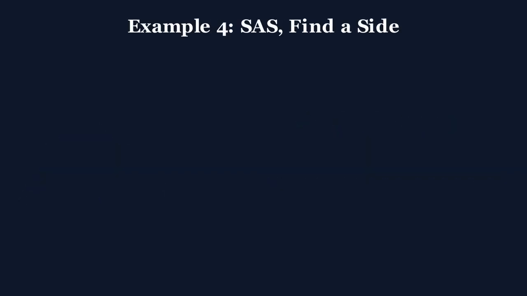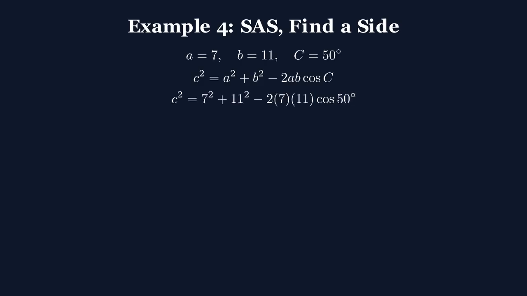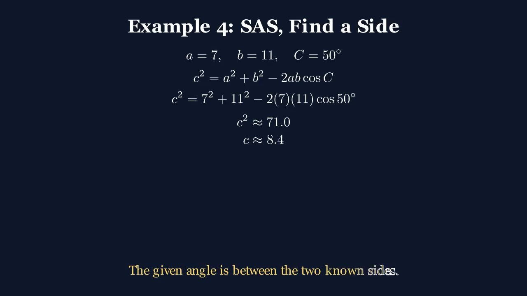Example 4. Two sides are 7 and 11, and the included angle is 50 degrees. Find the opposite side c. Substitute into c squared equals 7 squared plus 11 squared minus 2 times 7 times 11 times cosine 50. That gives c squared about 71.0. So c is about 8.4.